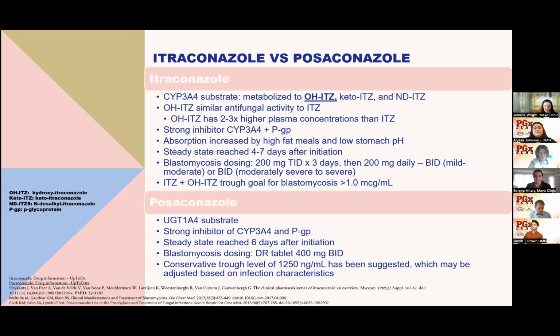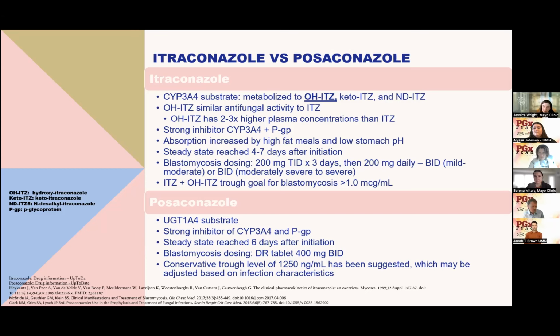So itraconazole, as many people would know, is a strong inhibitor of CYP3A4, but also P-glycoprotein. And what's important about itraconazole in terms of timing with other medications and drug-drug interactions is that the absorption is increased by high-fat meals and a low stomach pH. So this drug really should be given with respect to meals. It should be given with a meal or after a meal.